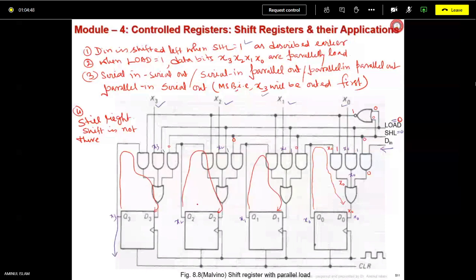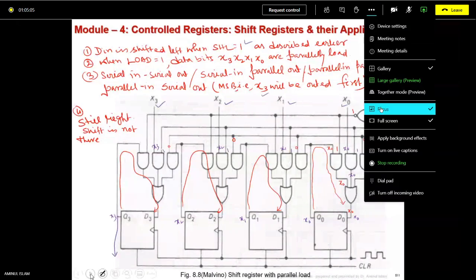Sagar Kumar, Akanksha. Yes, sir. Sagar, yes, sir. Are you understanding this thing? Yes, sir, understanding. Okay, I'll go ahead then.